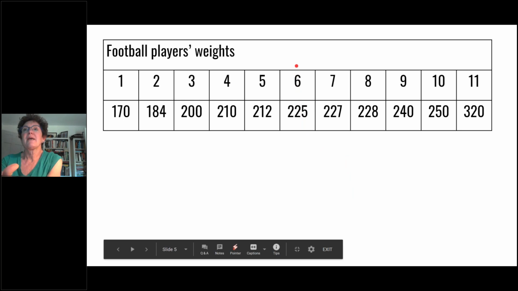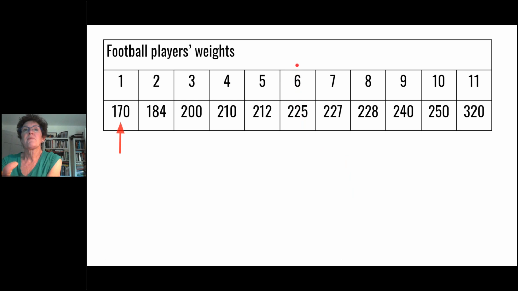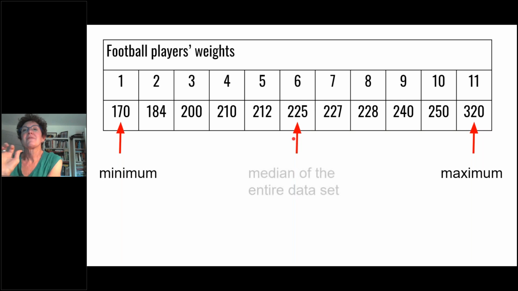So remember we said this was the median. Okay, this is the minimum. This is the maximum. This is the median of the entire data set.